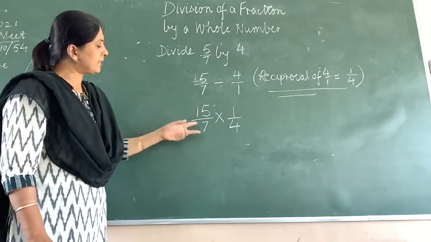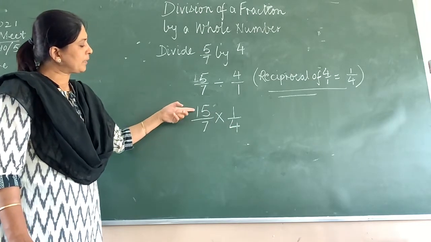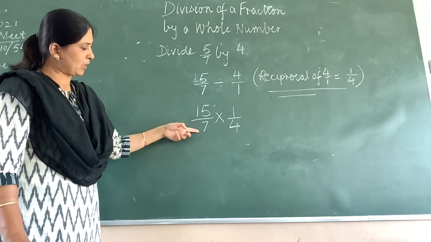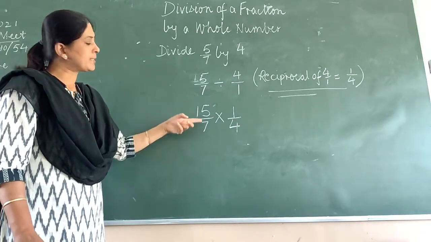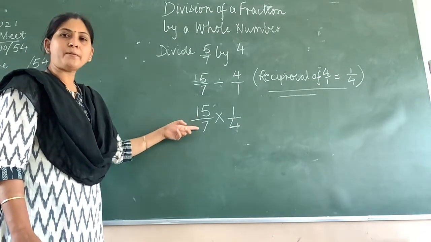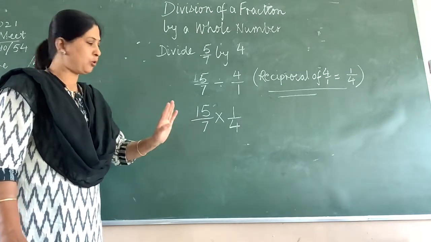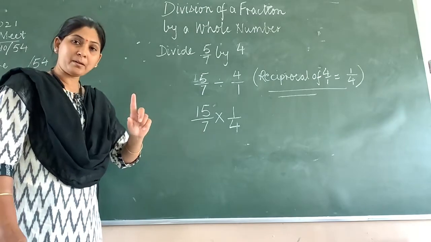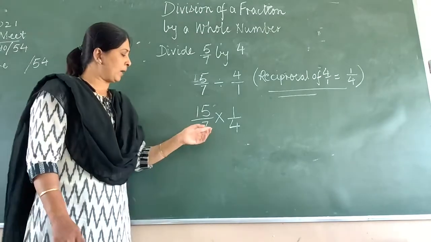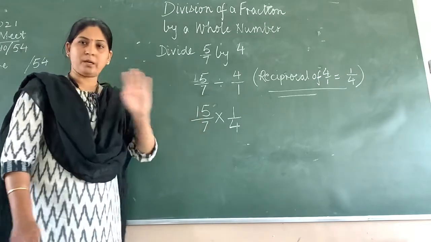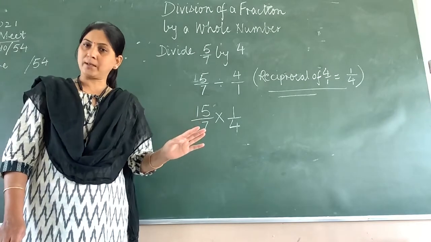Now let us see, in both these fractions, let us take the numerator and denominator of the first fraction. Do they have any common factor? 5 and 7. Is there any number which will divide 5 also and 7 also? No, children. 7 is a prime number, if you remember, and 7 is divisible only by 7 and 1. So 5 is not divisible by 7. So 5 and 7 do not have any common factor.